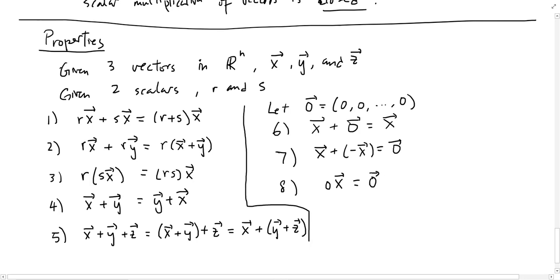Don't write down 0 without the arrow on top in this case, because then I have no choice but to mark it wrong. And the last property is property number 9, which states the following. If you multiply the scalar 1 by the vector x, well, you just get vector x.